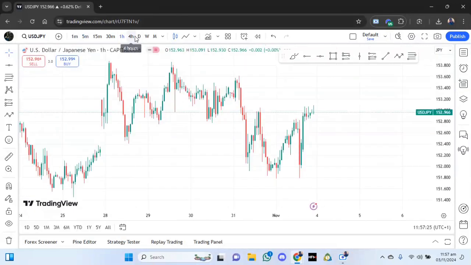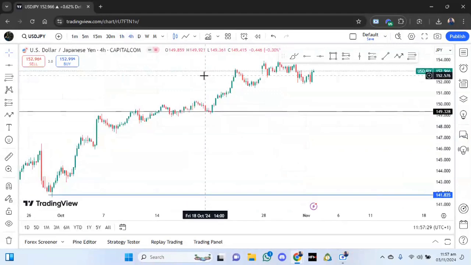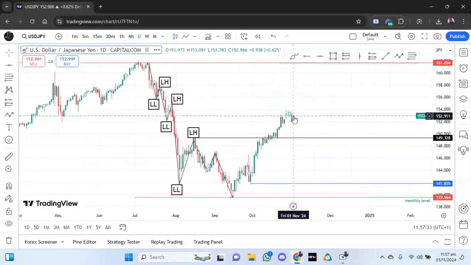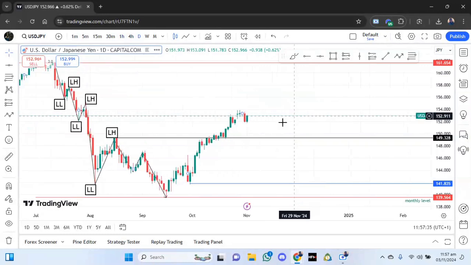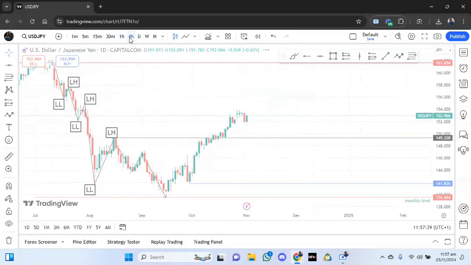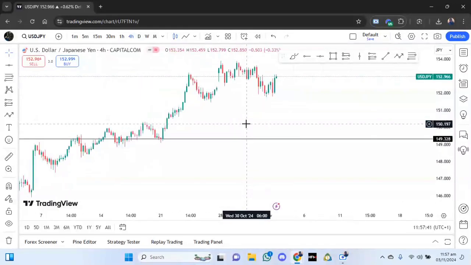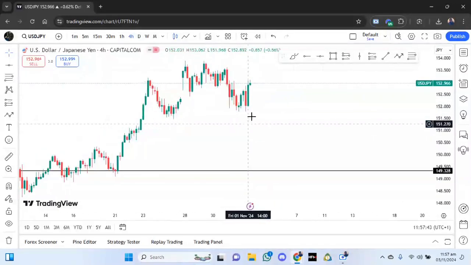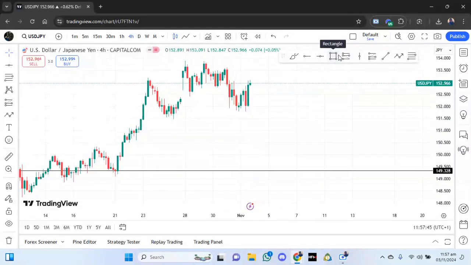Come back to the 1 hour. So this is the 4 hour chart. This is the daily. So now I'm going to go down to the 4 hour level here. So now on the 4 hour, first, another thing you also need to understand is if you are having a hard time drawing your support and resistance zone, you can always move to the line chart.